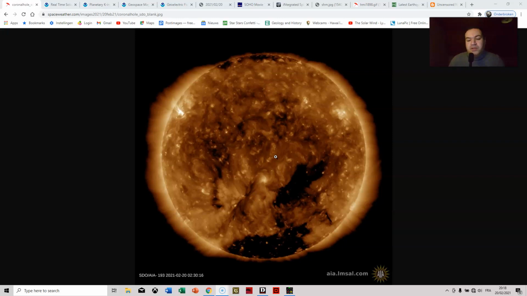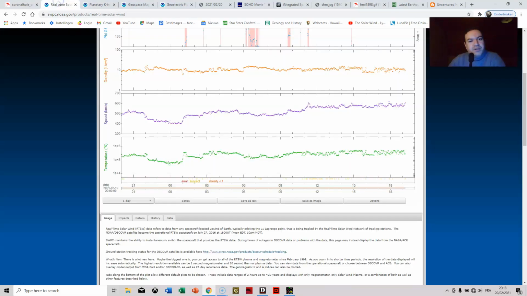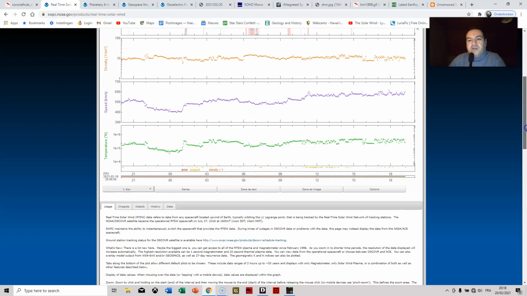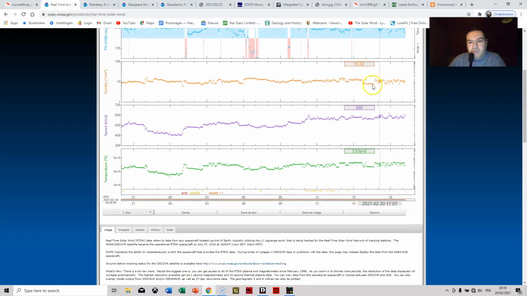Today I will be covering the ongoing solar wind stream flowing from this equatorial coronal hole. Looking at the solar wind, we can see the BZ component switching from positive to negative, and this indicates solar wind with different directions. And in fact, we are in a co-rotating interaction region.